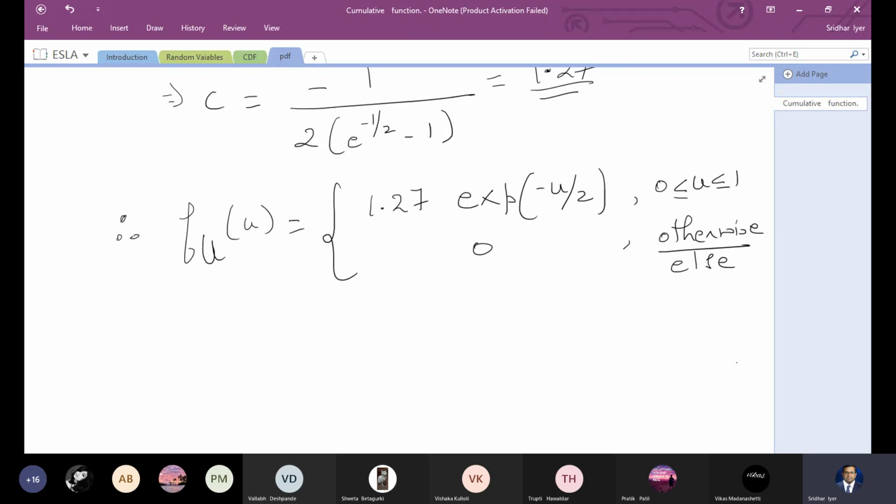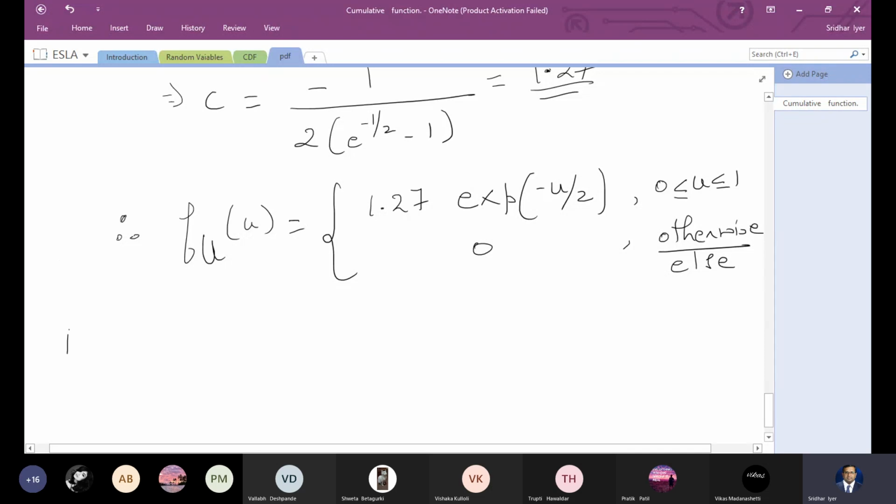Was this clear? I think I'm assuming most of you got the answer. Any questions on this? Okay. So please don't go wrong with the integration. Okay, that's very, very important here.